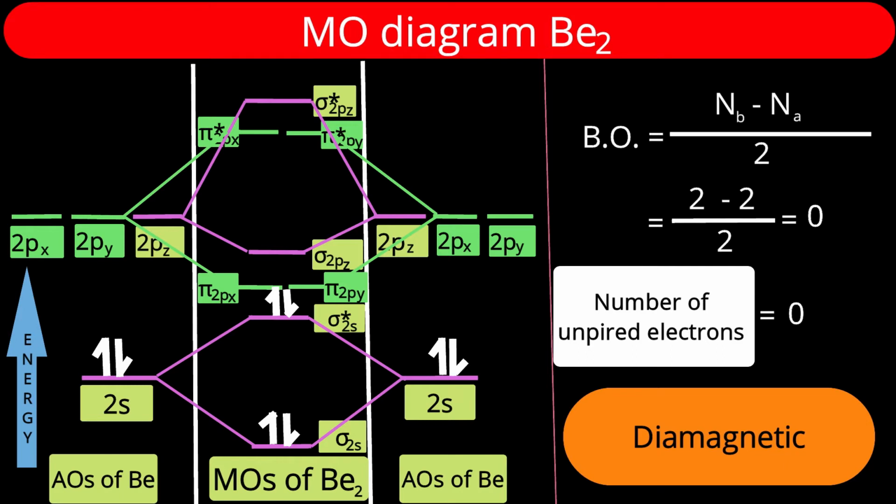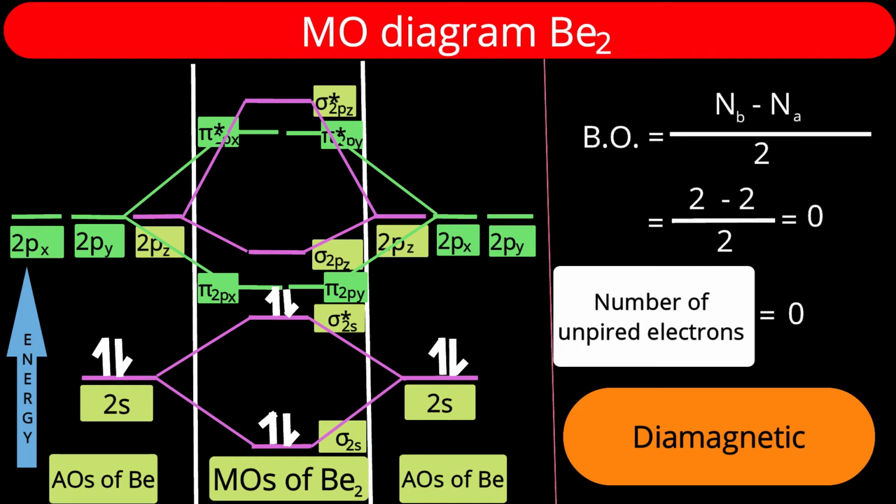So the first condition is fulfilled. Second condition, same symmetry. Yes, both have the sigma symmetry. Third condition, appreciable overlap. Yes, this is the outer orbital, so appreciable overlap will be there. So the resultant is a bonding 2pz orbital and an antibonding 2pz orbital with symmetry sigma.